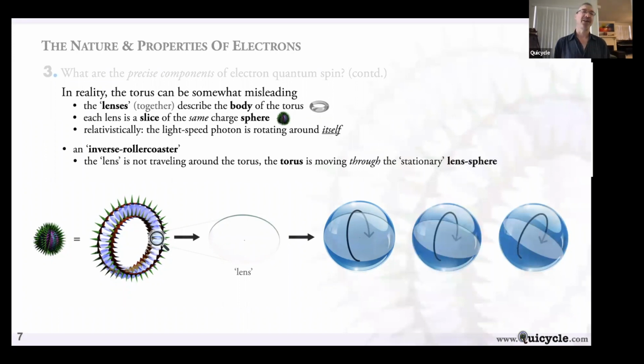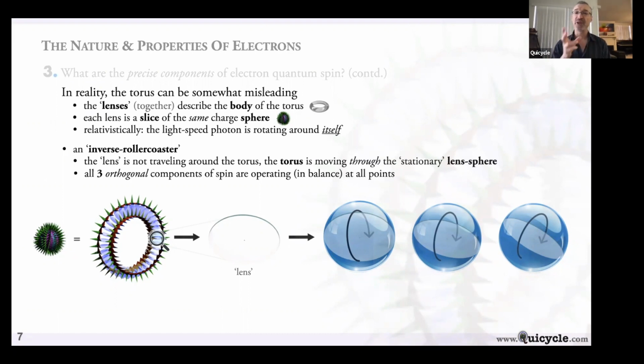The other thing is, it's interesting to think about this like the concept of an inverse roller coaster. Imagine a roller coaster where instead of the car going around the track, the car was stationary and the track was moving through the roller coaster, which was remaining in place. The car was just rotating on its axis in order to orient itself to the track that was moving through it. So that's really kind of the idea of what's happening here.